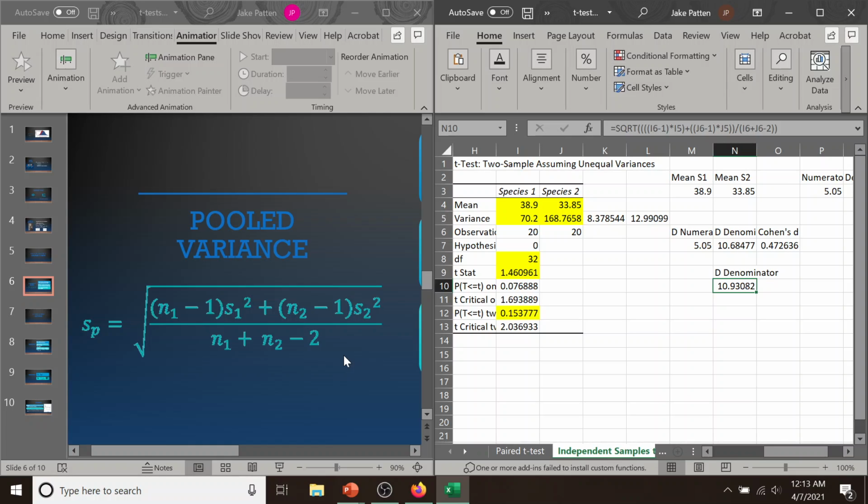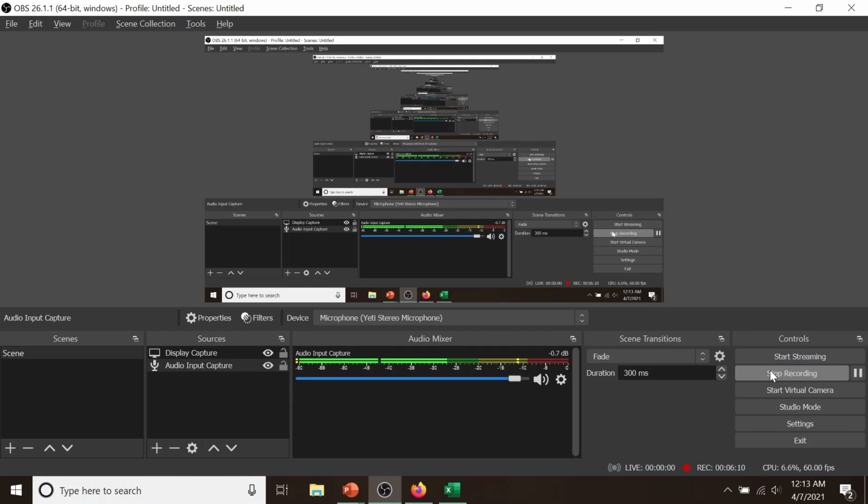So if you followed that to get your Cohen's d, you're just going to put 5 divided by this denominator. And the Cohen's d is pretty close to what it is using the other method, so within rounding error. Okay, that's it for the Cohen's d for independent samples t-test.